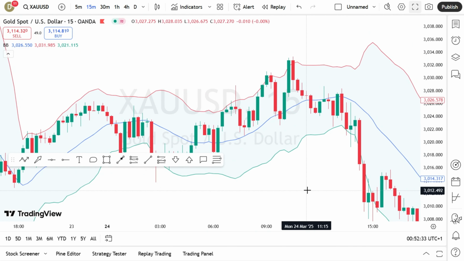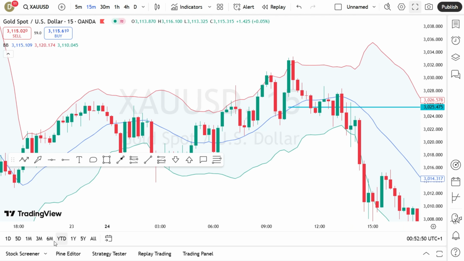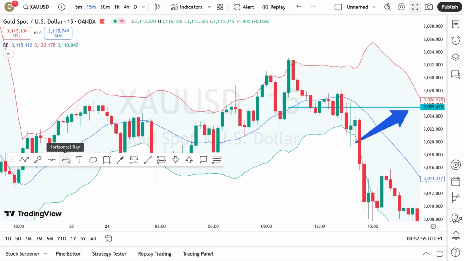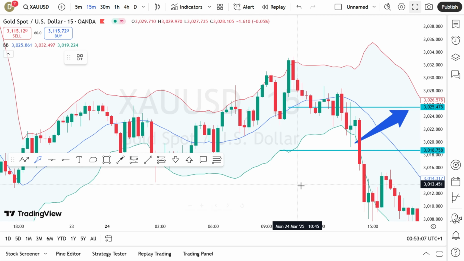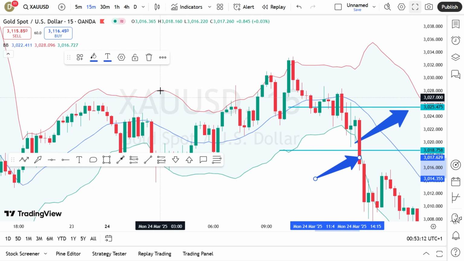The same way when you are selling, your TP1 will be the middle band over here, and your full TP will be the lower band over here. So you select your horizontal ray, you put it on your middle band over here. The price attached to the horizontal ray is your TP1. You select the horizontal ray again, you put it on the lower band. Take note of it. When you are selling, your TP1 will be the middle band, your full TP will be the lower band. So the price attached to the horizontal ray is the full TP. Take note of it.